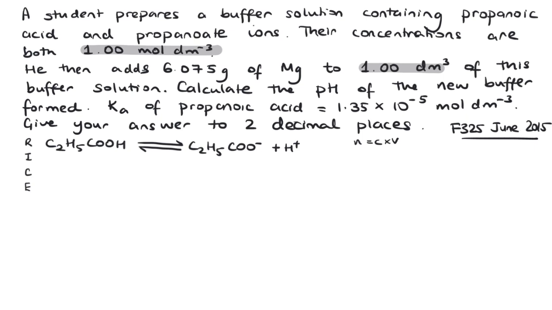Okay, so let's put down 1 over here. So 1 mole initially present of the propanoic acid and 1 mole of the propanoate ions. Now we're not really interested in the hydrogen ions initially or the change, because we are to work out the pH of this solution, so we are going to work out the concentration of the hydrogen ions using the Ka.